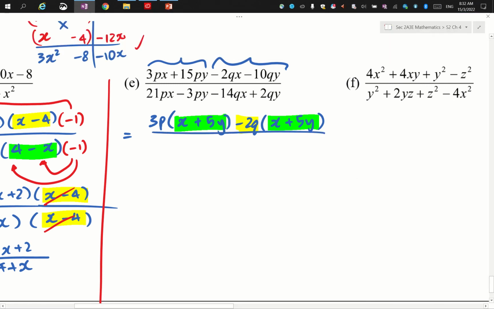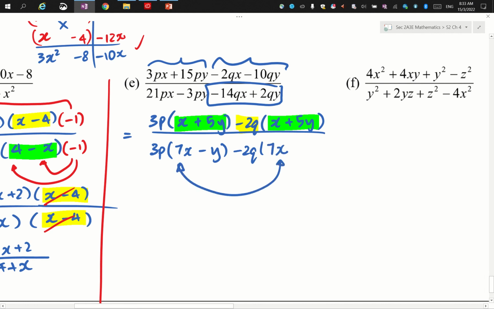Okay, denominator, same thing. Factorize out 3p. So I'm happy because I see the same 3p appear already. So we have 7x minus y. Then I factorize out, since I factorized out negative 2q earlier on, I have a feeling that I can factorize out negative 2q again. So let me check over here. Yes, I can. So when I factorize out negative 2q, I end up with positive 7x. And happy because same again. Then minus y. Same. So I know I'm on the right track.